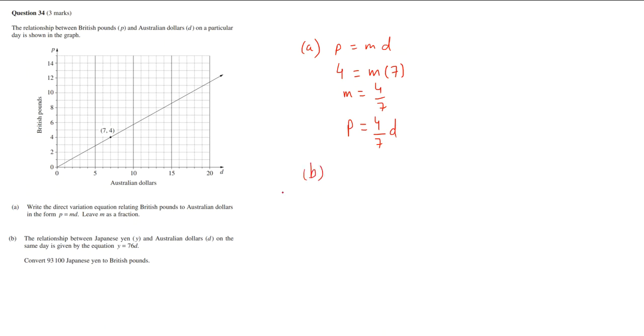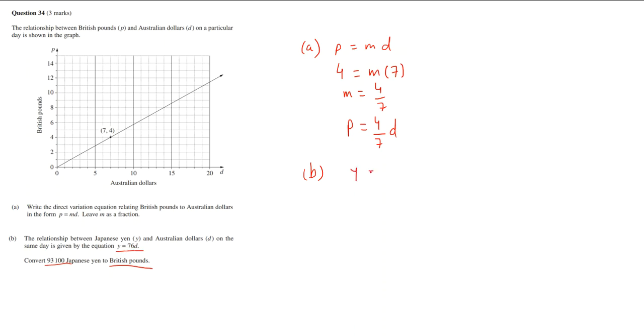For part B, what it's asking you is how many, this 93,100 yen, how much would they convert to pound? We'll do it step by step. First, we can't directly go from here to there. So first what we'll do is, these yen, how much are they valued in Aussie dollars?